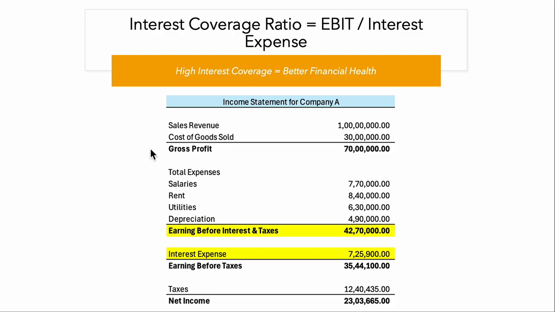So, seeing the example which we can see on the screen, the interest coverage ratio would be calculated as 42,70,000 divided by 7,25,900.